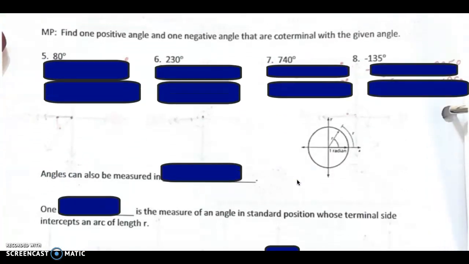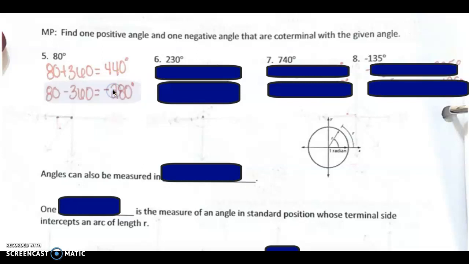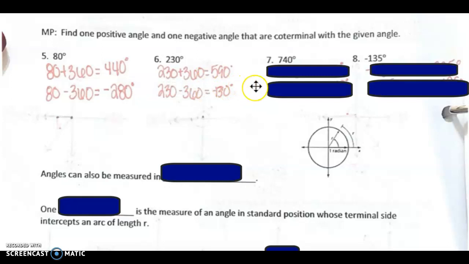So I want you to go ahead and try 5 through 8. Number 7 is greater than 360, so you can subtract 360 twice if you want, and that should give you what you need. So 80, you'll get 440 and negative 280. 230, you'll get 590 and negative 130.